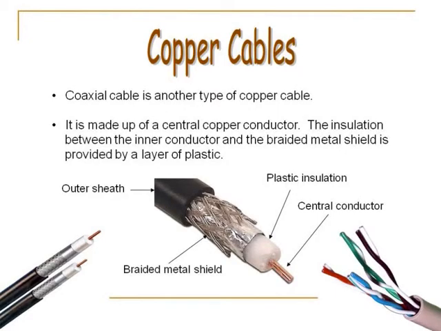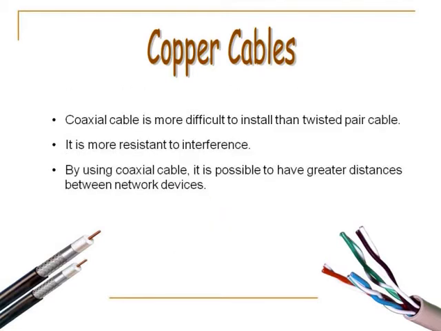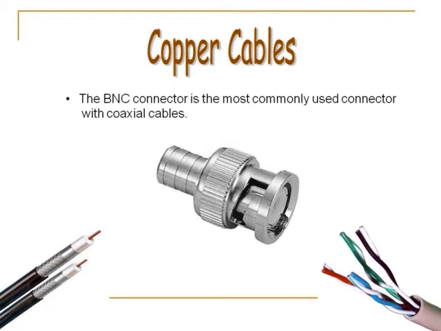Coaxial cable is another type of copper cable. It is made up of a central copper conductor. The insulation between the inner conductor and the braided metal shield is provided by a plastic layer. Coaxial cable is more difficult to install than twisted pair cable, and it is more resistant to interference. By using coax, it is possible to have greater distances between network devices.